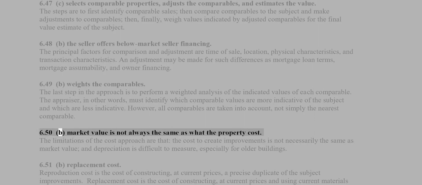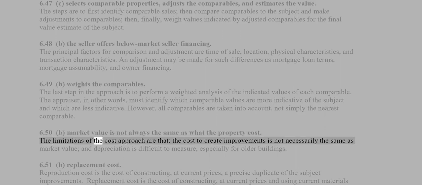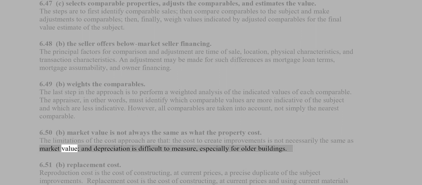6.50 b. Market value is not always the same as what the property cost. The limitations of the cost approach are that the cost to create improvements is not necessarily the same as market value, and depreciation is difficult to measure, especially for older buildings.